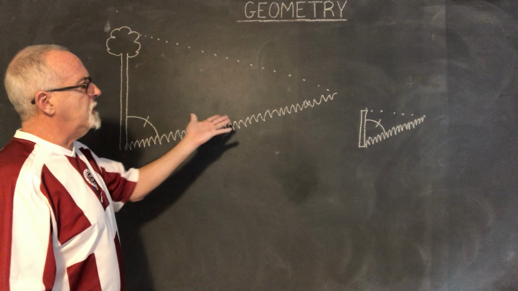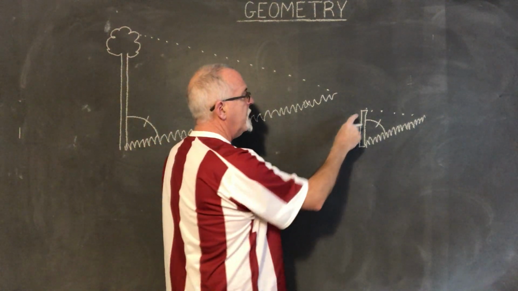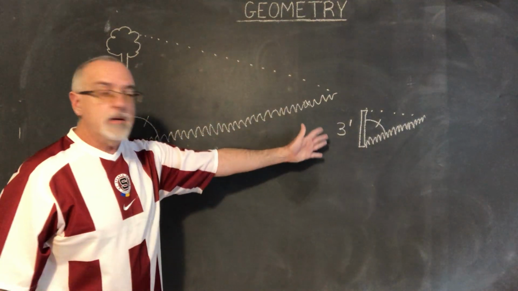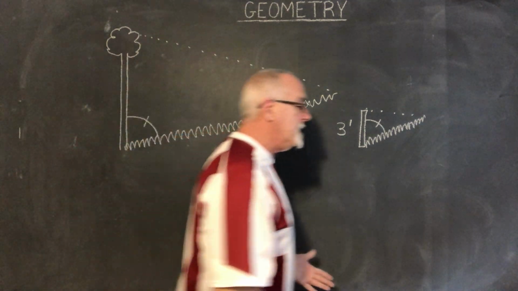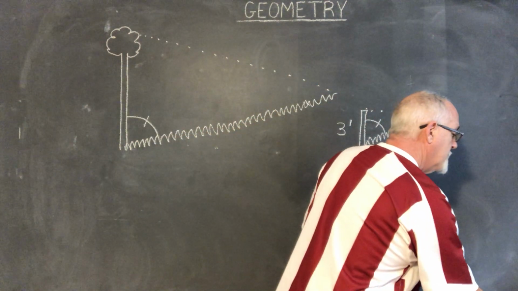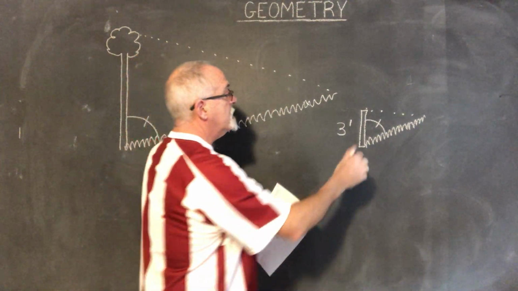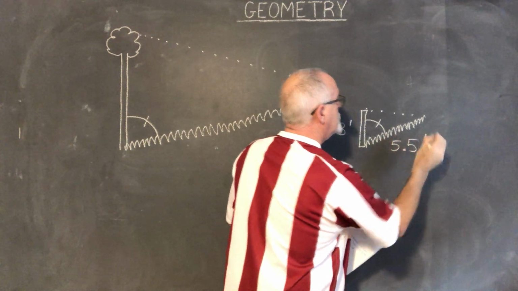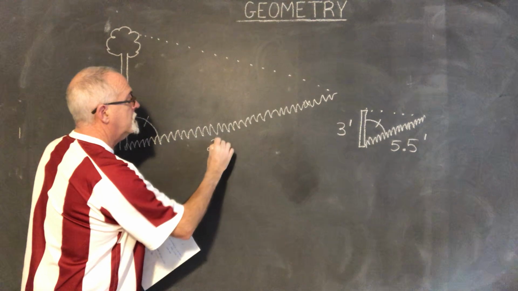Okay, now let's solve this. Let's do it with feet. We know that this thing is 3 feet in length, or height, if you will. We have to measure the two shadows, so I did. Okay, I measured the two shadows. I will give this information now. The length of the yardstick shadow is 5.5 feet, and the length of the tree shadow is 22 feet.